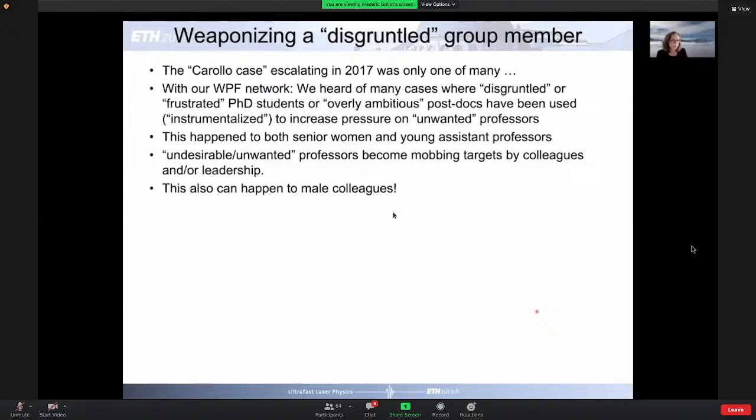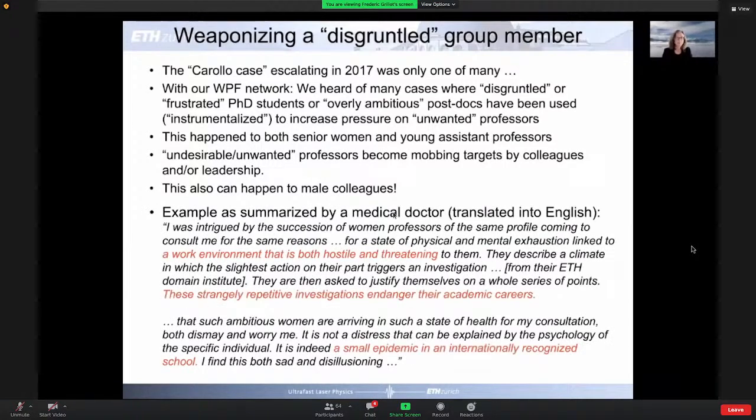This also can happen to male colleagues. This is something to remember. An example, as summarized by a medical doctor, is shown here. This is translated into English.